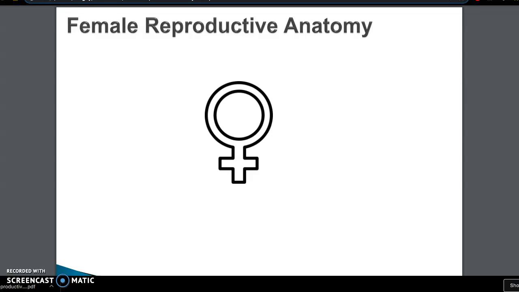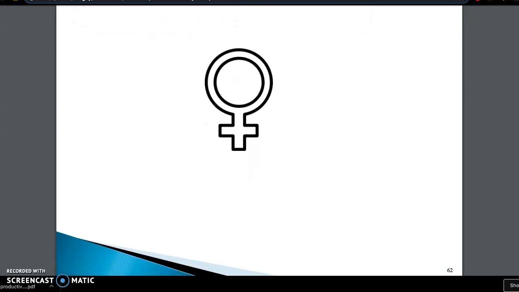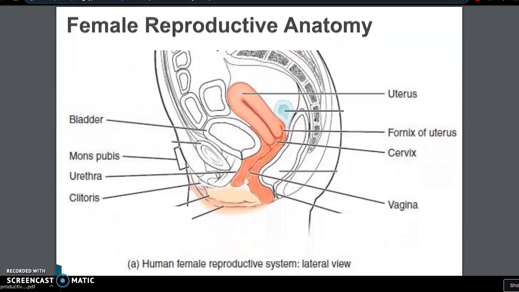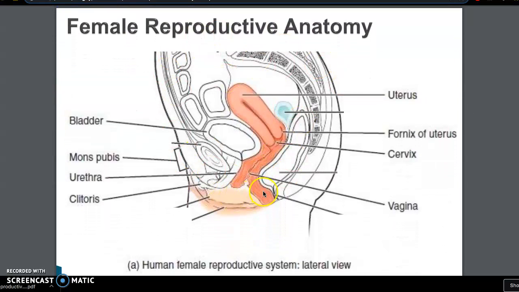Hi. So today I just want to do a very general overview of the female reproductive anatomy. Very general. So let's begin. Here presented is a lateral view of the female reproductive system.